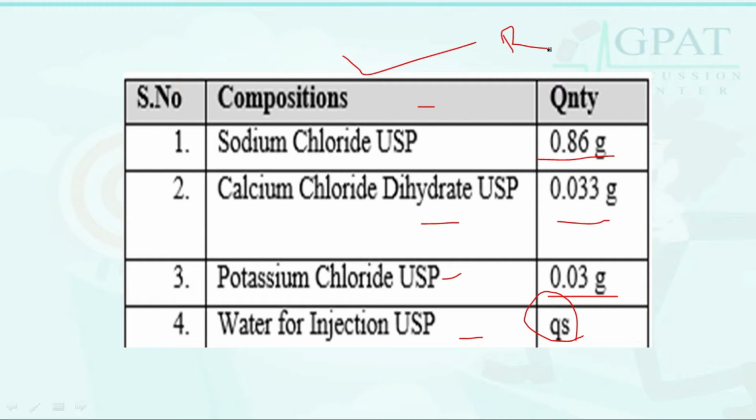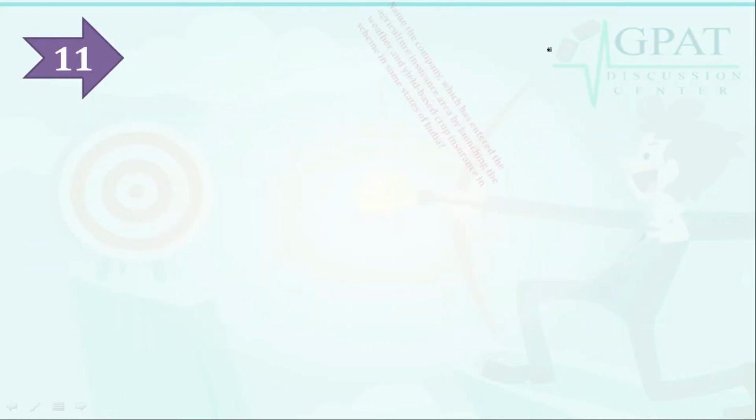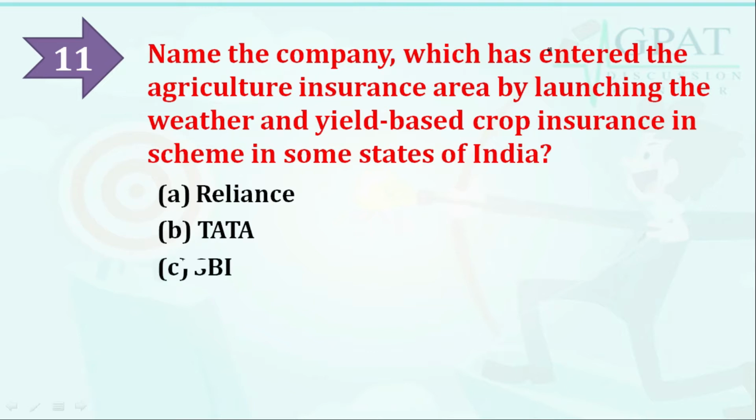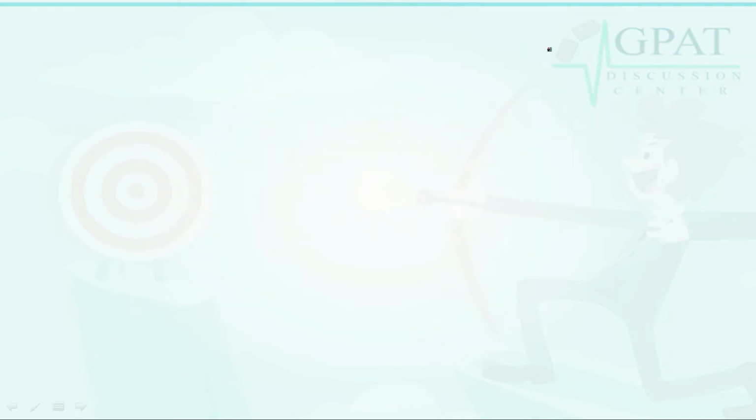Coming to the next question: name the company which has entered the agricultural insurance area by launching weather and yield based crop insurance scheme in some states of India. Option A is Reliance, option B is Tata, option C is SBI, option D is Aviva. So which is the company? The company which provides the agricultural insurance is Reliance.